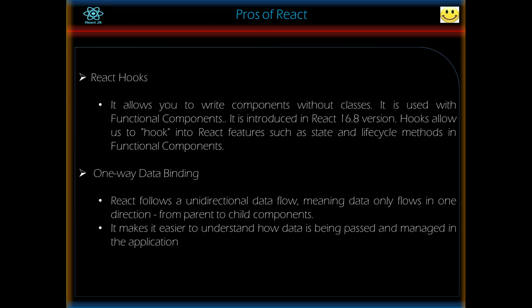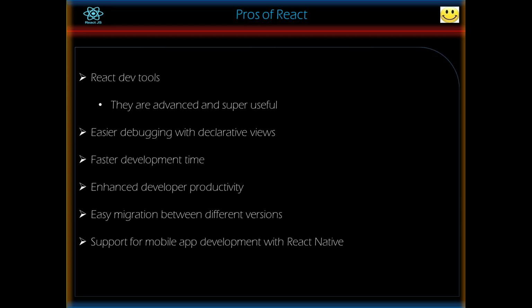One-way data binding. React follows a unidirectional data flow, meaning data only flows in one direction, from parent to child components. It makes it easier to understand how data is being passed and managed in the application. React Dev Tools. They are advanced and super useful.